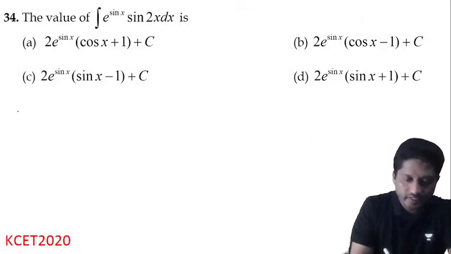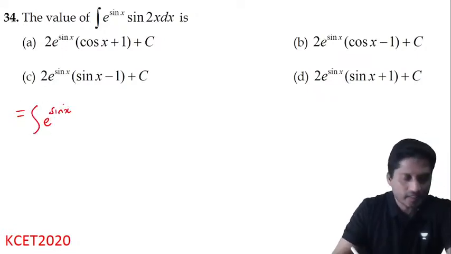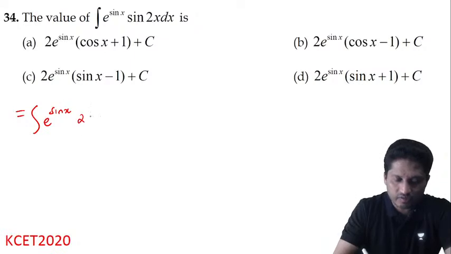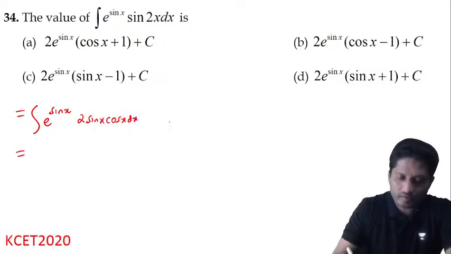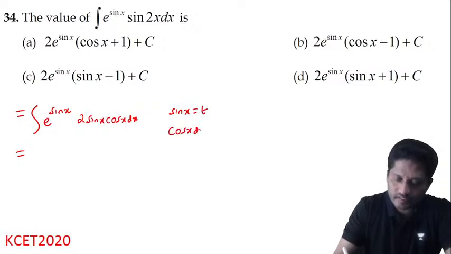Integration of e power sin x. Sin 2x can be written using the double angle formula, 2 sin x cos x, right? 2 sin x cos x dx. Right, now I am going to put sin x is equal to t. Differentiation of sin x is cos x, you get cos x dx is equal to dt.